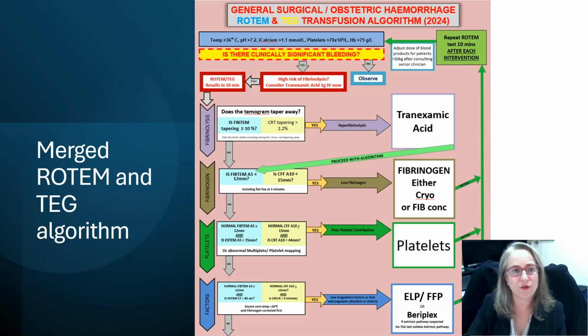Yes. Think about tranexamic acid, give it if you think you need to, and then take your Rotem or TEG. Then you'll have a result 10 or 15 minutes later at your point of care. Look at the temogram. First of all, think about fibrinolysis. Hopefully it's not present, but if the graph is tapering, you'll be giving tranexamic acid. And then you go straight on to check for low fibrinogen. Is the amplitude at 5 minutes meeting the threshold? Give fibrinogen if not, and then up around the loop, back to the top on the green line, retest.